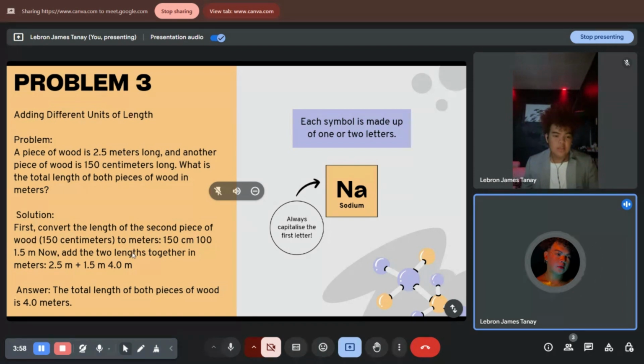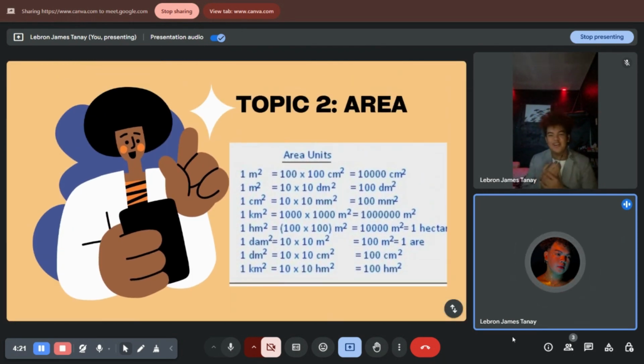Now, add the two lengths together in meters. So 2.5 plus 1.5 meters is 4 meters. So the answer is the total length of both pieces of wood is 4 meters. Next one. The topic number 2 is area units. As you can see in my slide again, the conversion units of area.